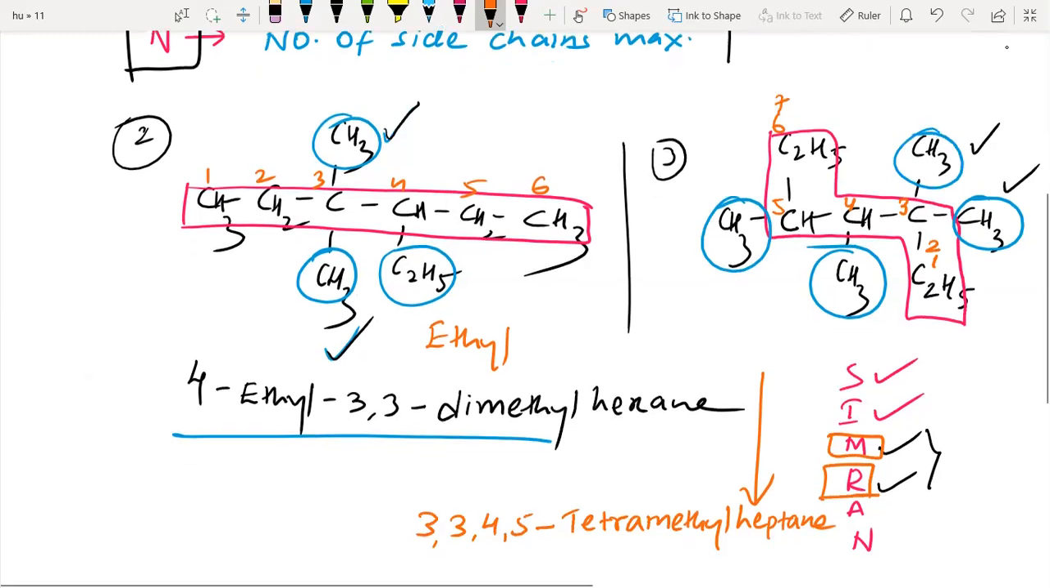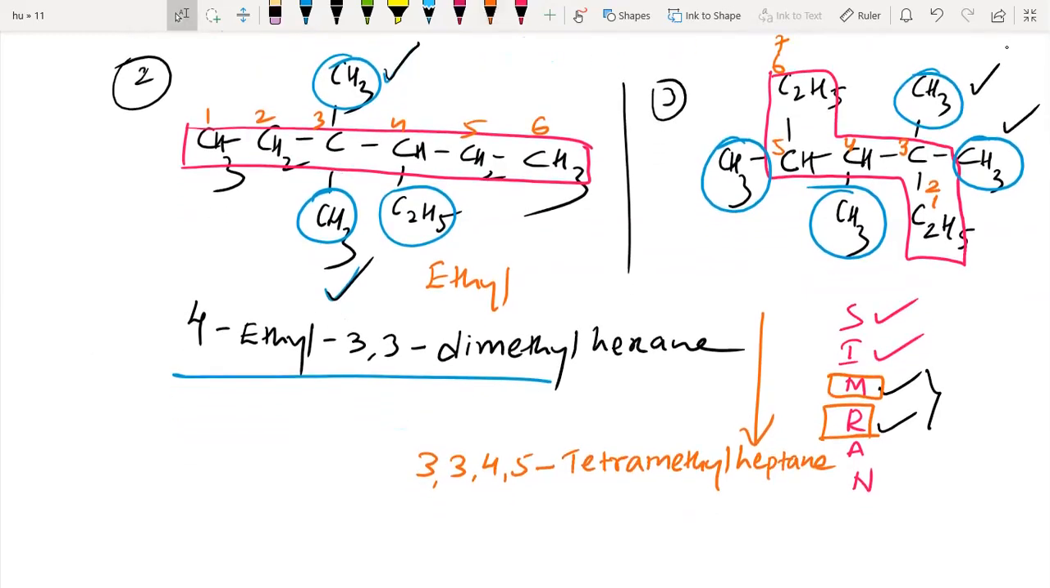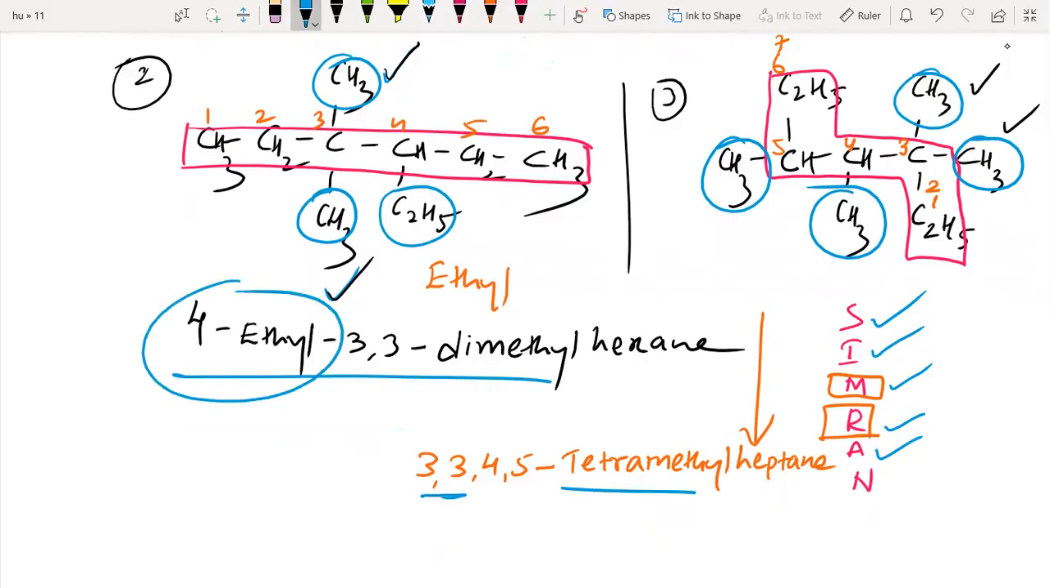So we are done with this. Let me show you this part again. Select the longest carbon chain, identify the groups, more alkyl groups are there: di, tri, tetra. R for repeated, the number is repeated. A for alphabetical order, that we did here, alphabetical order. Okay, now only this is remaining. N for what? That example we'll see, and this part will be done.